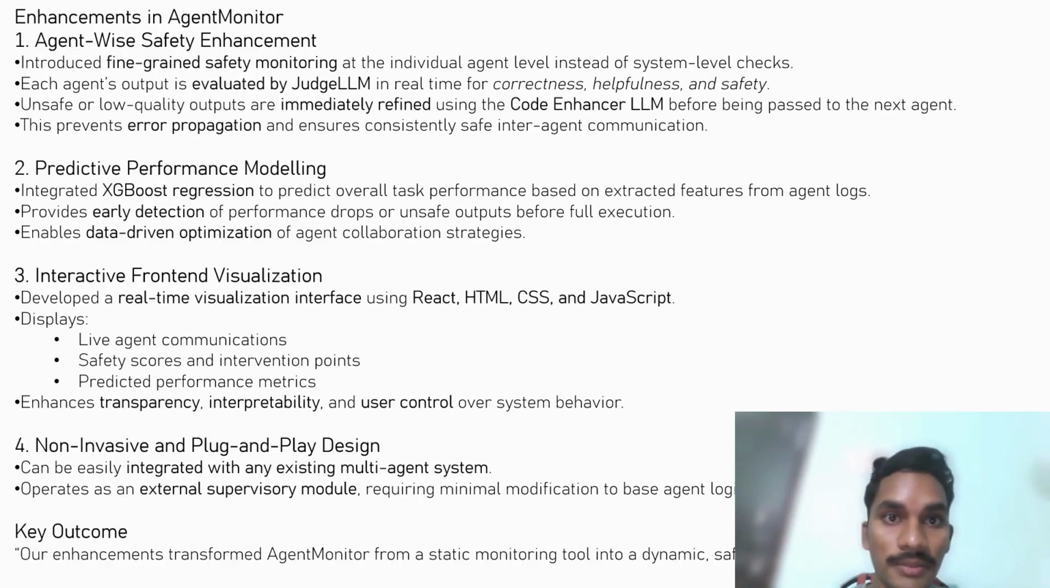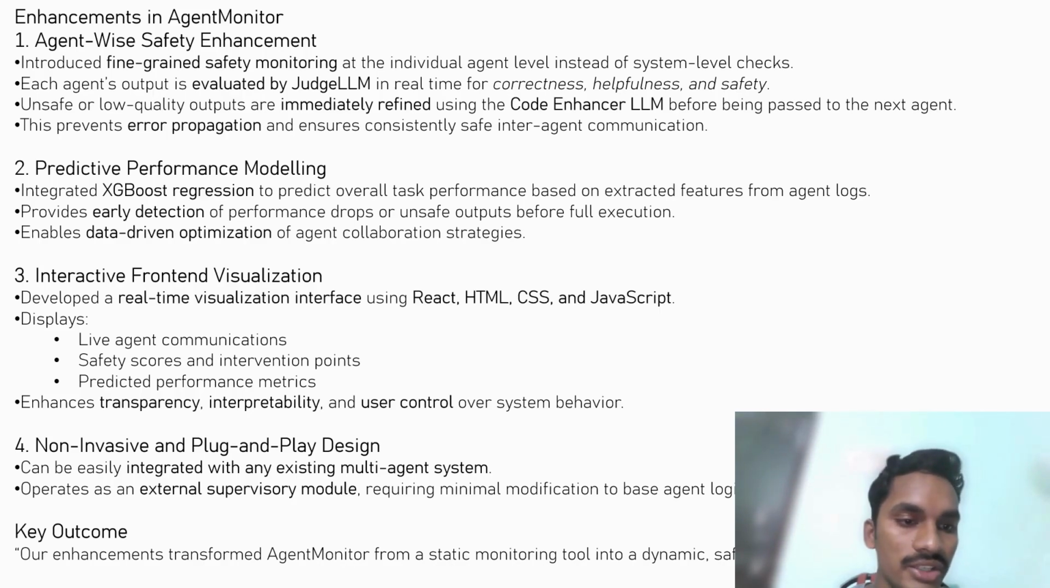So let us discuss the enhancements that were made on the base project. When we started, the existing Agent Monitor framework focused mainly on observation and performance prediction. We enhanced it by adding several key features. First, we introduced agent-wise safety enhancement, a fine-grained mechanism that monitors each agent individually. Instead of checking safety only at the end, we perform it every step, so unsafe or incorrect outputs never reach the next agent.